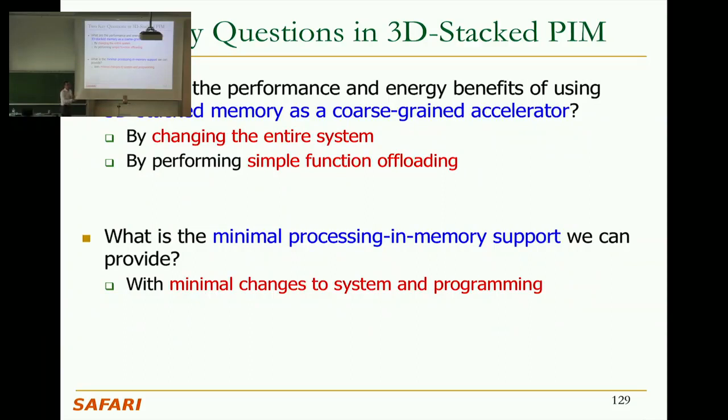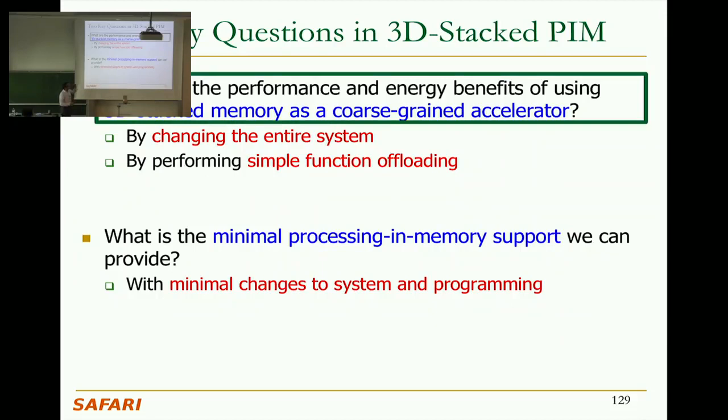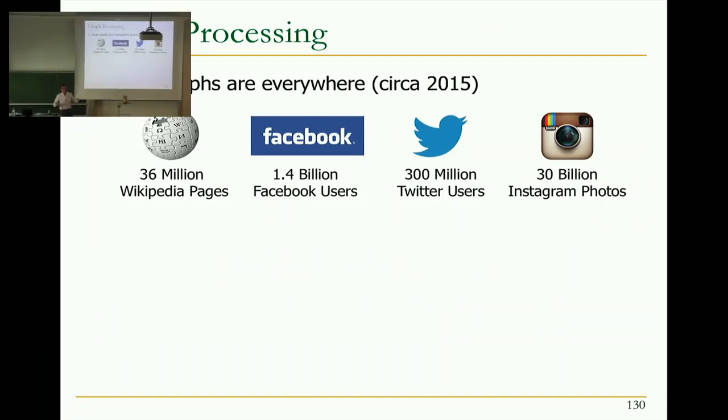Let's start with this one. When we first started with this one, essentially we were looking for applications. If you want to look at maximal benefits, it's good to be application specific. And we focused on graph processing. I think graph processing is very interesting. There are graphs everywhere, clearly. And Facebook always corrects me in this slide saying that they have 2.33 billion users, not 1.4. So I had to add circa 2015 over here.